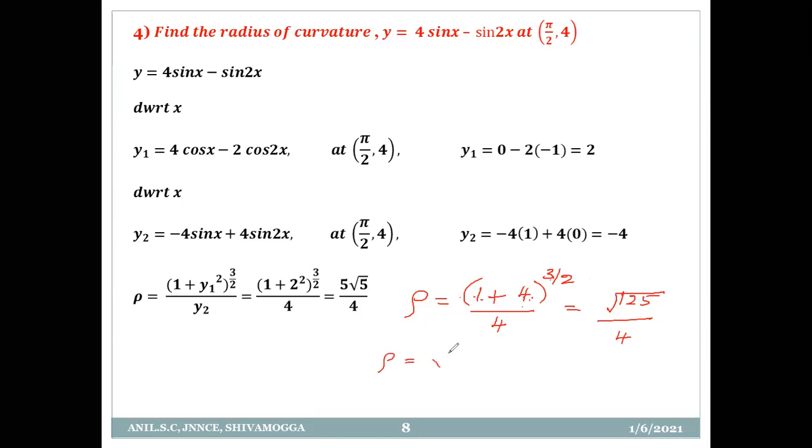Therefore, rho is equal to square root of 125 divided by 4. 125 can be written as 25 into 5. This is equal to square root of 25 is 5, into square root of 5 as it is, divided by 4. This is the radius of curvature: 5 root 5 divided by 4.